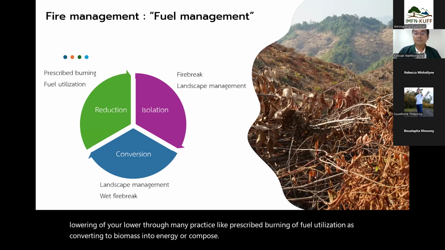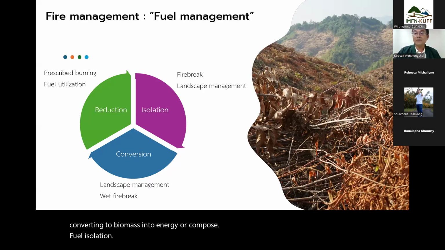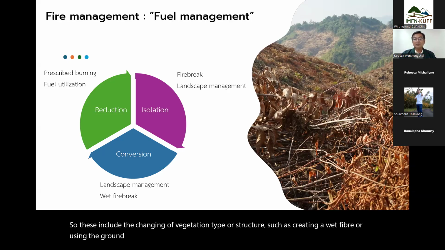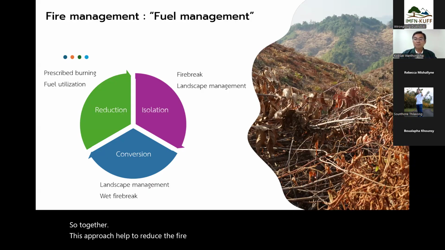Fuel isolation. This strategy separates fuel sources using fire breaks or zoning and landscape management to slow down or stop the fire spread. Fuel conversion. This includes changing the vegetation type or structure, such as creating a wet fire break or using ground cover and crops that are less flammable. Together, these approaches help to reduce the fire intensity, spread, and risk, especially in a fire-prone landscape.